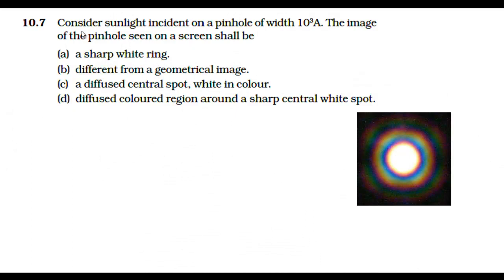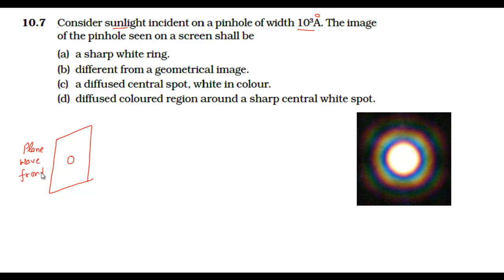In this question, it is saying to consider sunlight incident on a pinhole of width 1000 angstrom. The image of the pinhole seen on the screen shall be... So what we have to consider is a pinhole. This is the wall of the pinhole and this is the pinhole, and sunlight is entering through this pinhole. When we say sunlight, this means plane wavefront.